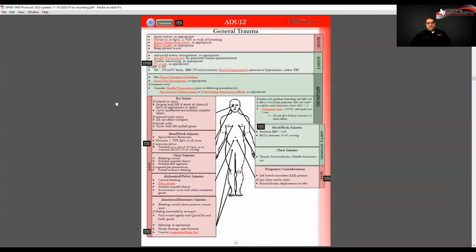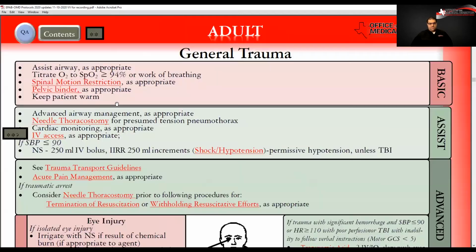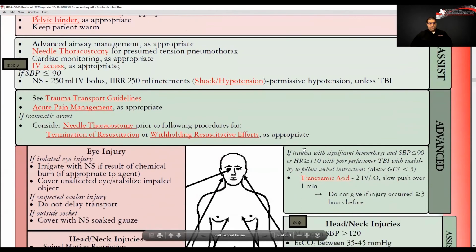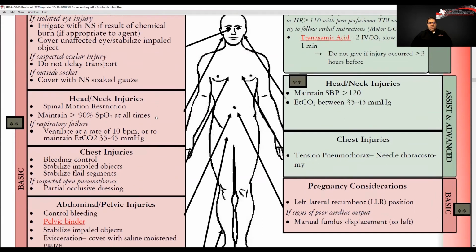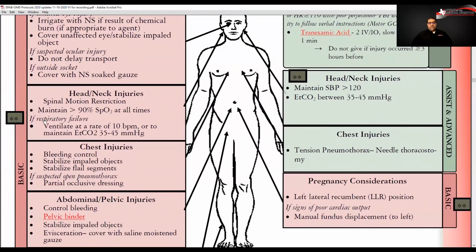All right, on to the trauma section. So for adult general trauma, a couple changes here. The first one being this adjustment to head and neck injuries as a title here. One of the things we want to talk about is if you do have a patient in respiratory failure from trauma, so whether they're intubated or you're performing bag valve mask ventilation or something like that, keep a relatively low respiratory rate, so something like 10 breaths per minute.